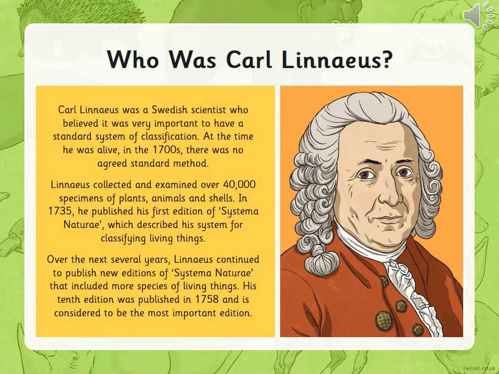Over the next several years, Linnaeus continued to publish new editions of the Systema Naturae that included more species of living things. His 10th edition was published in 1758 and is considered to be the most important edition.